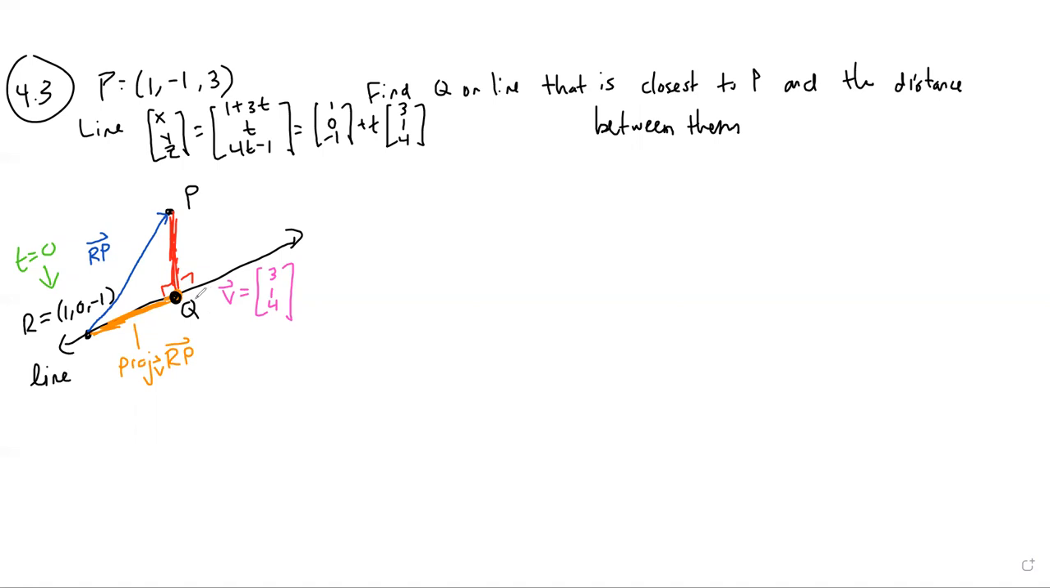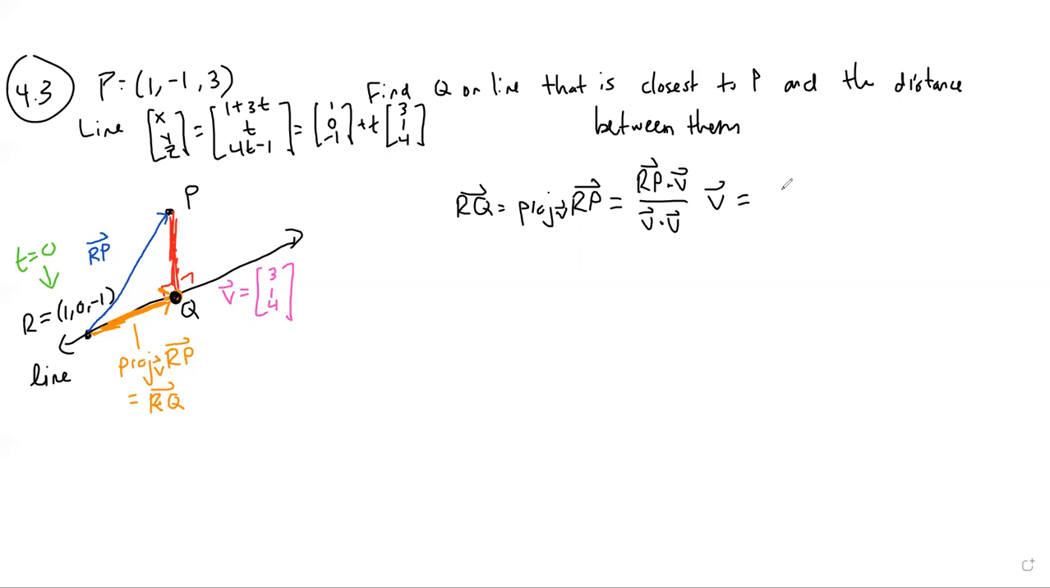So we just basically are going to draw this triangle, and that does most of the work for us. So I'm going to find that projection, which is essentially going to give me RQ. They're the same thing. So RQ is the projection of RP onto the direction vector V. So that'll be RP dotted with V over V dotted with V, and then going along V.